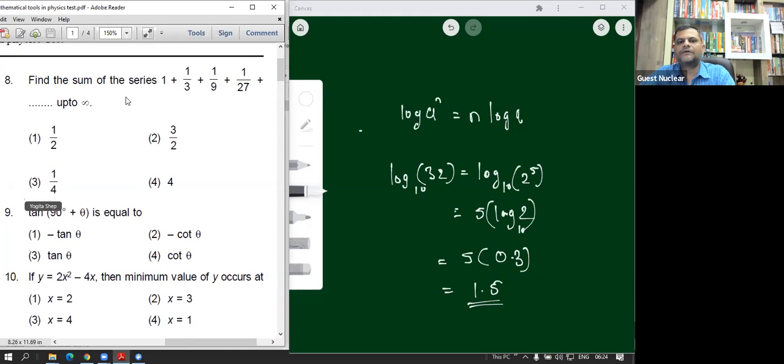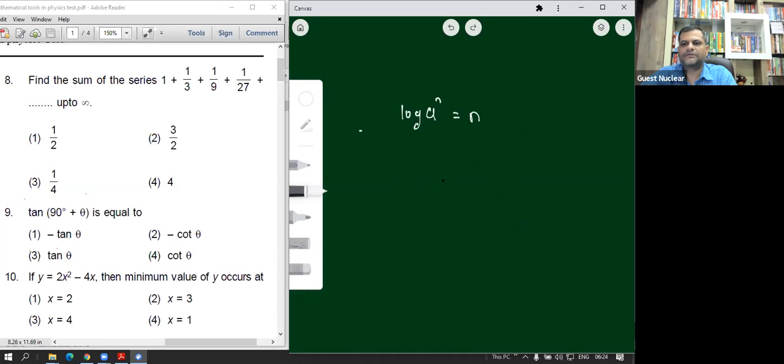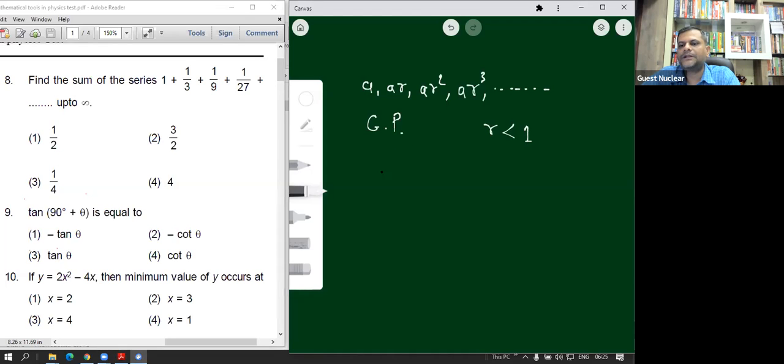Yes, find the sum of the series 1 plus 1/3 plus 1/9 plus 1/27 and so on up to infinity. Okay, up to infinity is stated. So see, if we have a sequence like a, ar, ar square, ar cube and so on up to infinity, then this sequence is called a geometric progression, GP. And when r is less than 1, the sum to infinity happens to be a upon 1 minus r. Remember this formula well, okay?